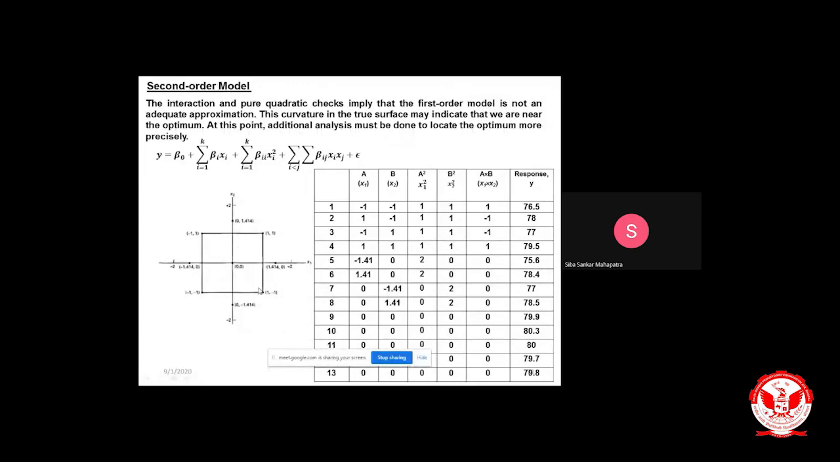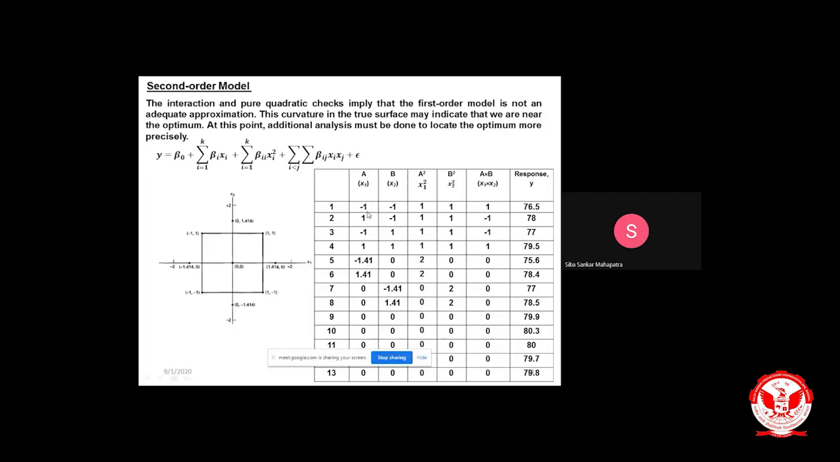where it is simply a square having points 1, 1, 1, minus 1, minus 1, minus 1, minus 1, 1, and some center points as usual, then some axial points outside the square. So these axial points can be 1.414, 0, and 0, 1.414. So we will have four factorial points, four axial points, and some center points. So for center points we have taken five center points.